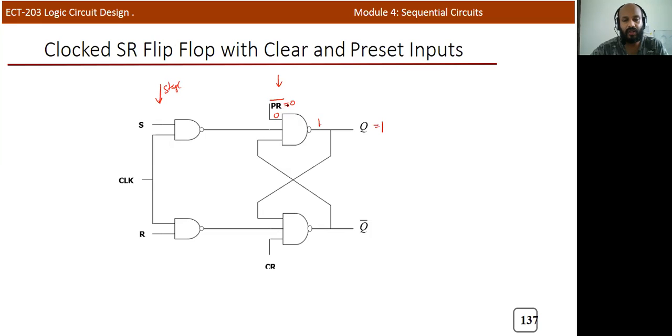So when you apply a 0 through this PR signal, the NAND gate output, for example this NAND gate 1, is equal to 1. Output is 1 means the Q output becomes 1.